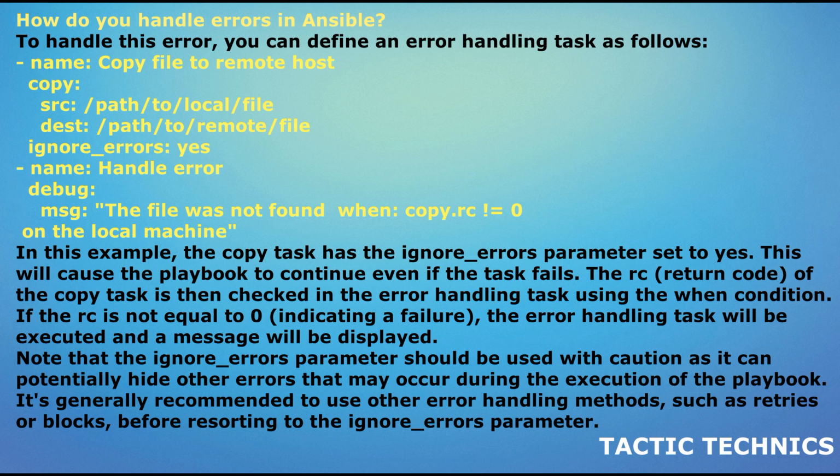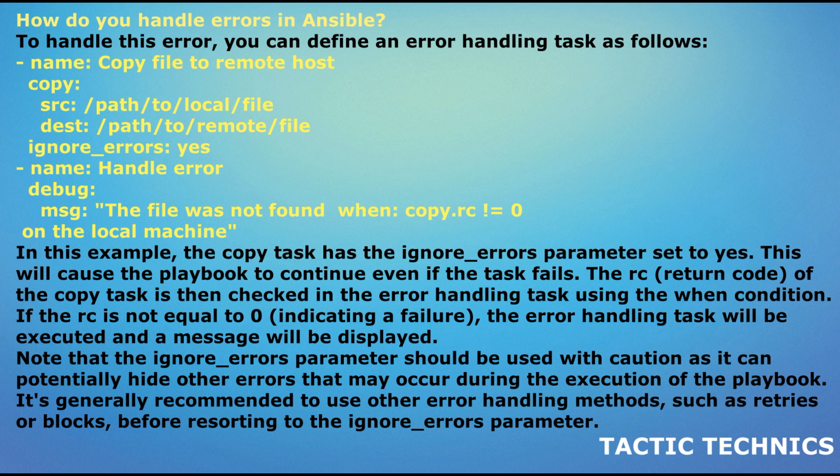How do you handle errors in Ansible? In Ansible, error handling can be achieved using various methods such as the use of error handling tasks, retries, and blocks. Here are some common approaches to handling errors in Ansible. Error handling tasks. You can use error handling tasks to handle any errors that occur during the execution of a playbook. To do this, you can define a task with the ignore_errors parameter set to true. This will cause the playbook to continue even if the task fails. You can then define another task to handle the error and perform any necessary actions.